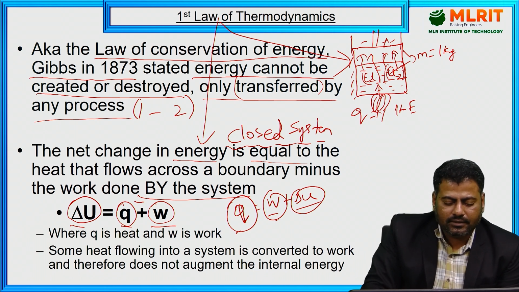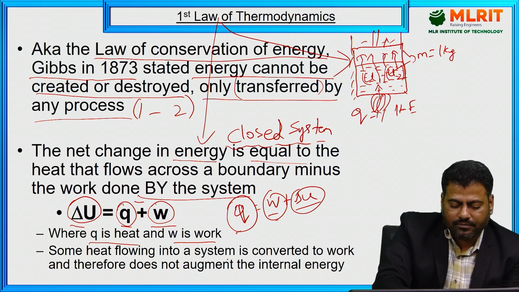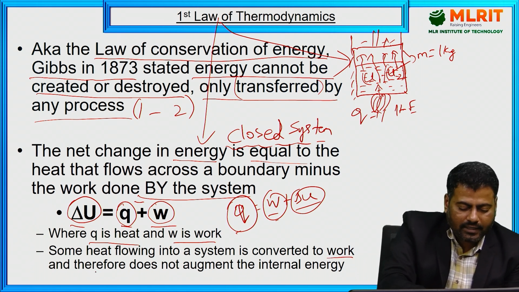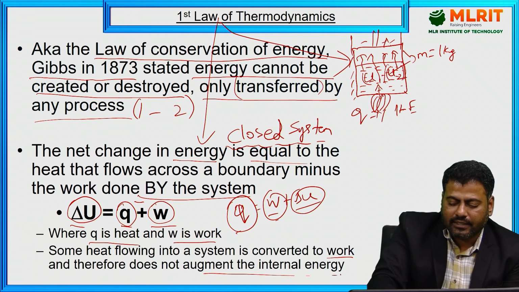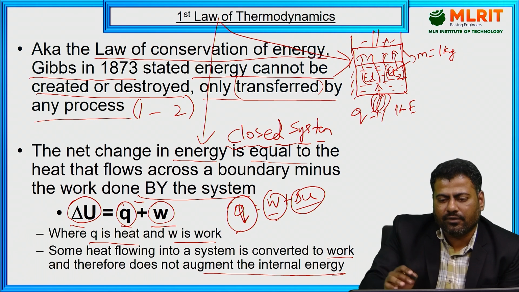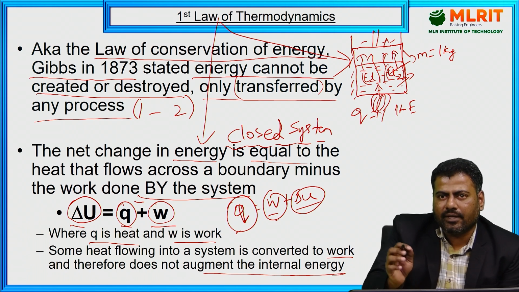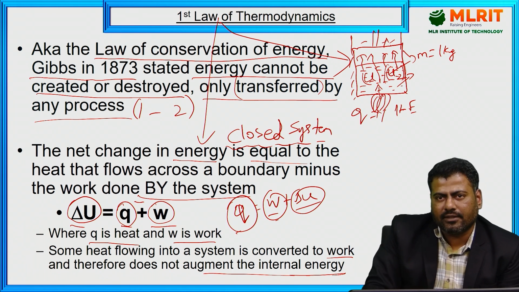See here, where Q is heat and W is work done. Some heat flowing into a system is converted to work and therefore does not augment the internal energy. Right? So if it is converted into work done, it won't augment the internal energy; the internal energy remains the same. But the macroscopic properties of the working substance also change. The pressure increases during the heat addition process, and the temperature increases, so the momentum of the particles of the working substance keeps on increasing. Then the internal energy also changes. Right? So that is the statement.